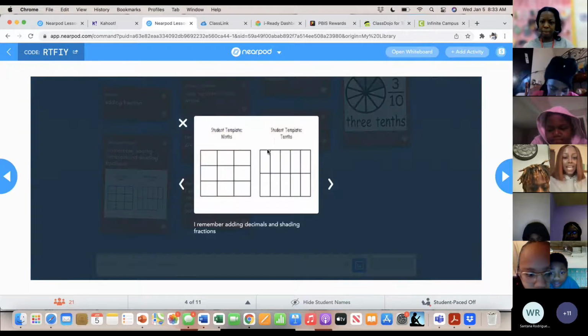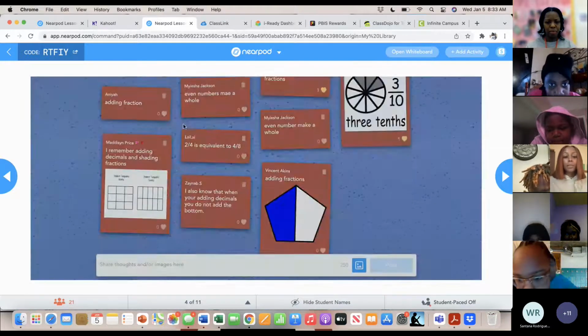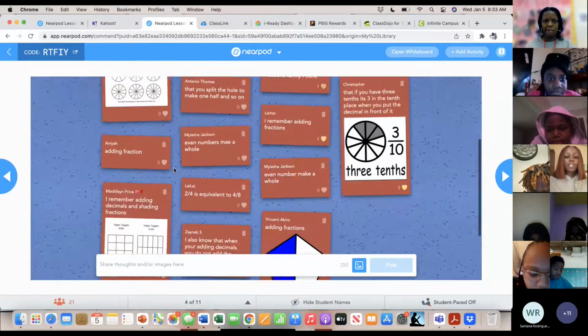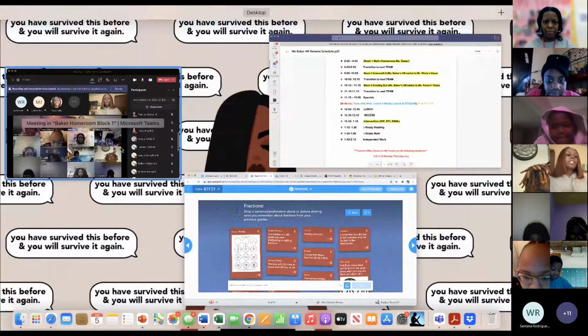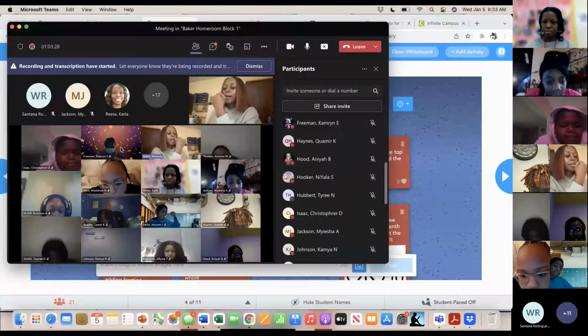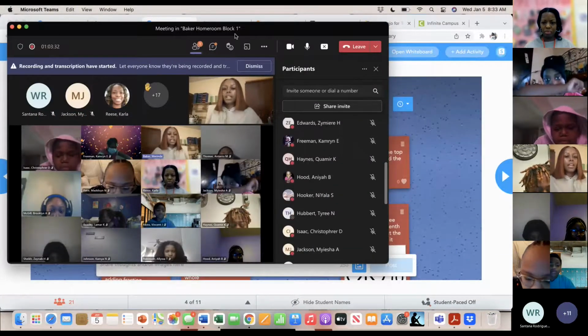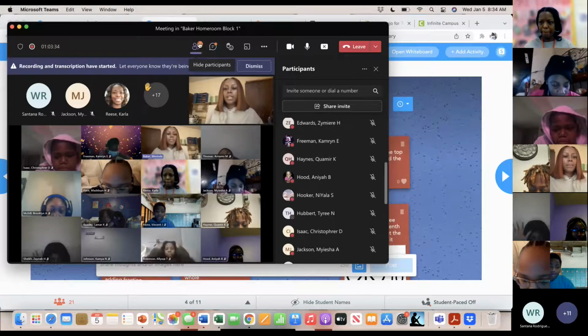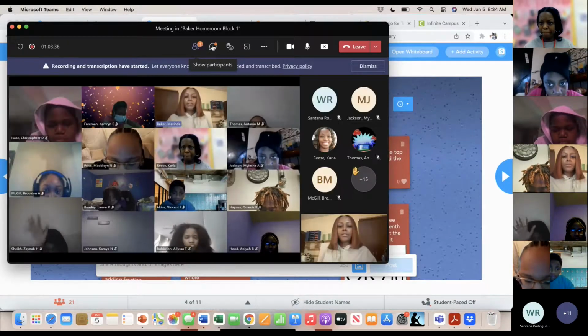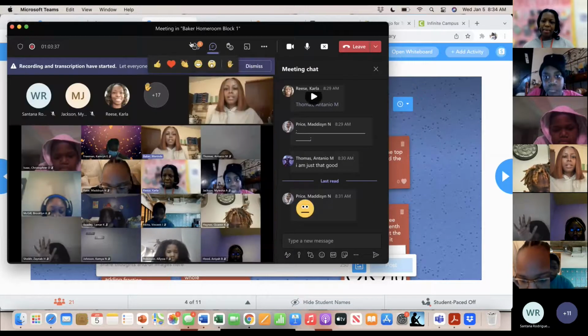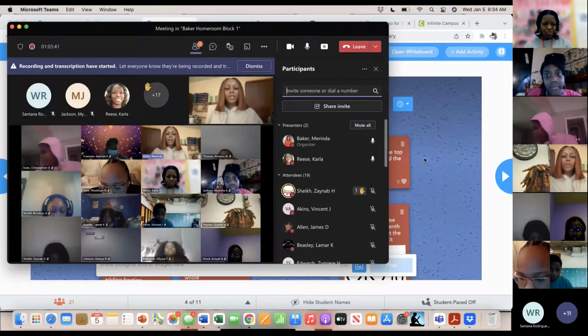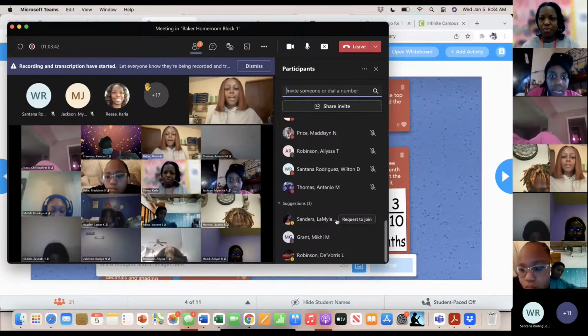Oh, Madison, this is a good picture because we're going to be drawing some pictures like this to help us with adding fractions. So can somebody tell me what exactly do you remember about adding fractions? Be specific. Now you can raise your hand. Miss Reese, who put their hand up first? Let me see. Zainab, what do you remember specifically about adding those fractions?